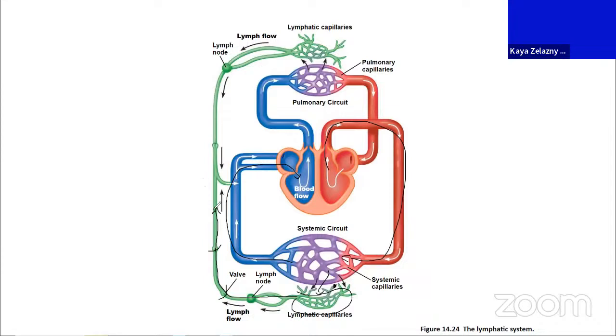Some of these are dumping back into our normal veins right here as you go into the heart, and some go into the right atrium itself. Ultimately, we get all that fluid back to the right atrium, back into the blood, back into the plasma. So we're mixing it all back together again.